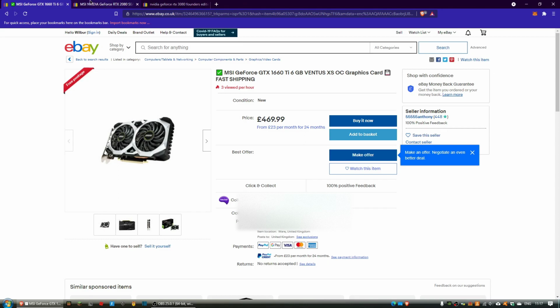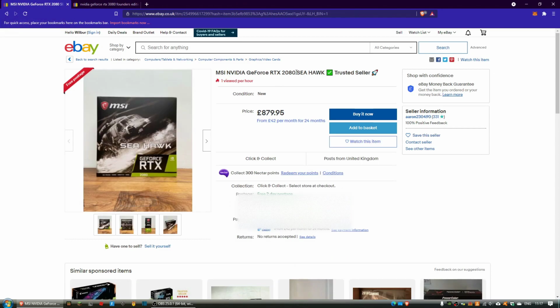So the next option is simply the 2080. This is what would be good for most people. This is £879. I found it here. It's expensive, yes. But the 2080 is probably good because it's about double the speed of the 1660 Ti, and it has RTX, and it was pretty much top of the line last gen, or like 2 years ago.